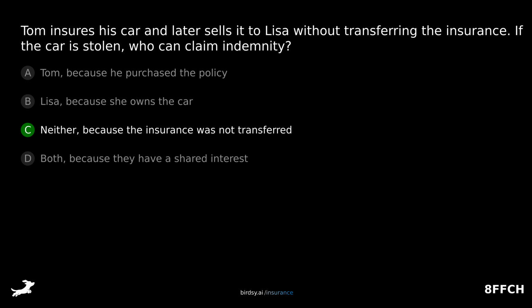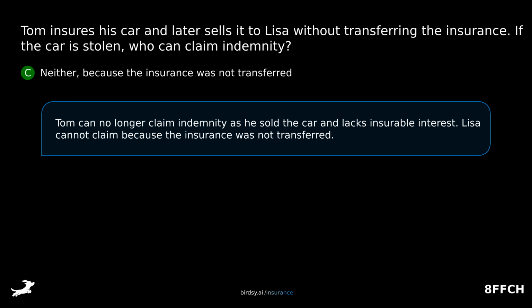The answer is C, neither, because the insurance was not transferred. Tom can no longer claim indemnity as he sold the car and lacks insurable interest. Lisa cannot claim because the insurance was not transferred.